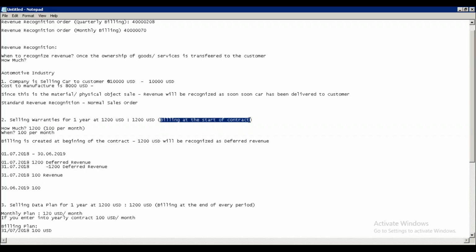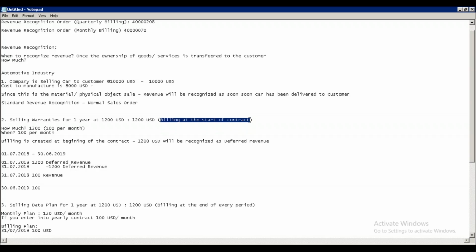Whenever you create the billing at the start of the period, what is happening? You are not recognizing the revenue at the start of the period, but you are doing the billing. So your customer account will be debited by 1200 USD upfront at the beginning of the contract itself. But the corresponding entry, which normally goes to revenue, you are not allowed to book at the start of the contract, because revenue must be booked every period, every month end.